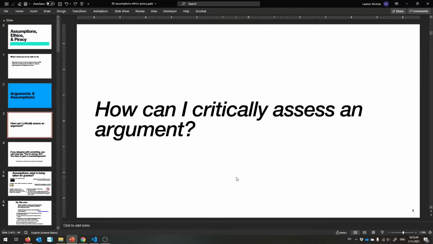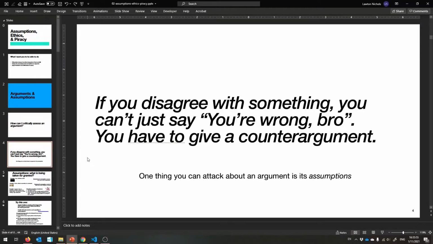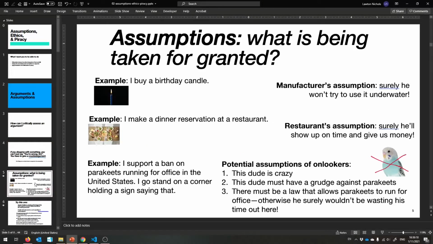Okay, so we want to be able to critically assess an argument. So let's talk about some tools that we have at our disposal to do just that. And I guess the moral of this is you can't just disagree with somebody by saying, you're wrong, I hate you. You have to give what's known as a counter-argument to prove that you understand what they're talking about and there's something really wrong with their argument, not just that you hate them. Okay. So one thing that you can attack about an argument is its assumptions, and that's not too hard to explain, so that will be the topic of the next slide.